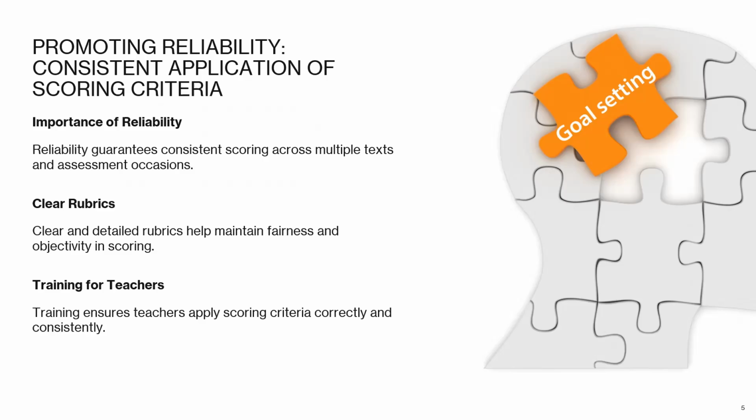Reliability is crucial for both students and teachers because it means that a student's grade is a true reflection of their work, not just the subjectivity of the teacher. By using clear rubrics and providing training to ensure your scoring is consistent, you can create a reliable and fair writing assessment system.